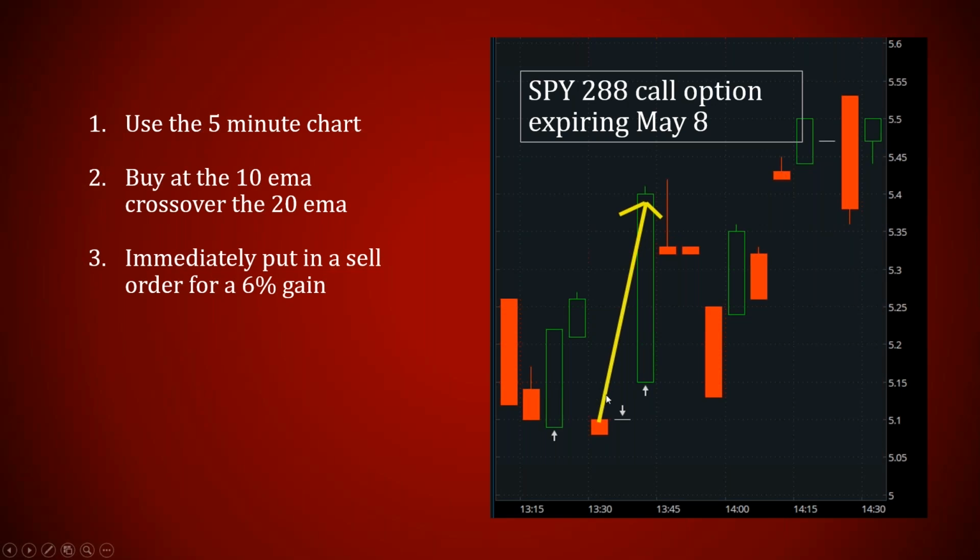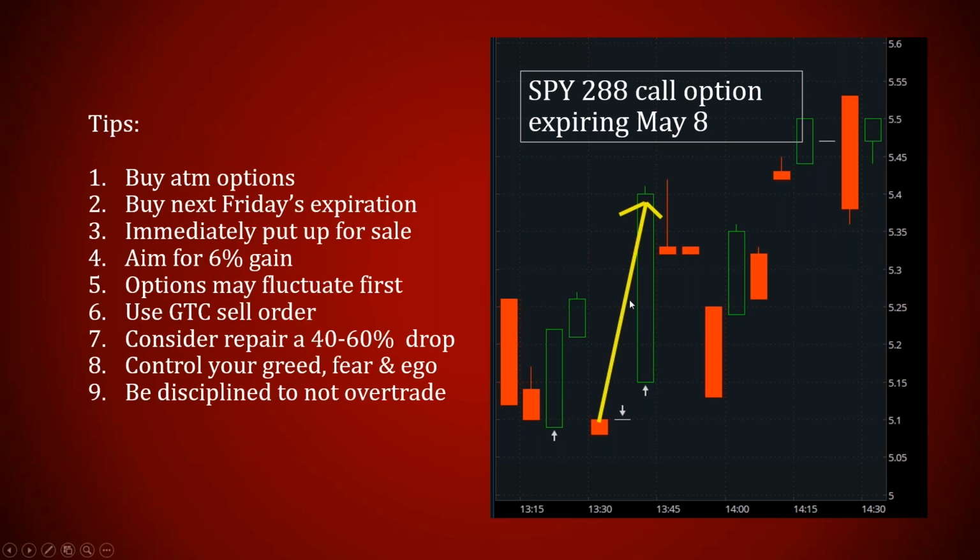In this trade, you'd have been in the 288 call options expiring May the 8th. We bought a little time. I got a week in there. And in 2 minutes, we'd have been out of this trade. This is actually a 1-minute chart. I believe it's a 1-minute chart. Could be a 5-minute chart. Doesn't matter. In a few minutes, you're out of this trade. This trade would have been over in a few short minutes.